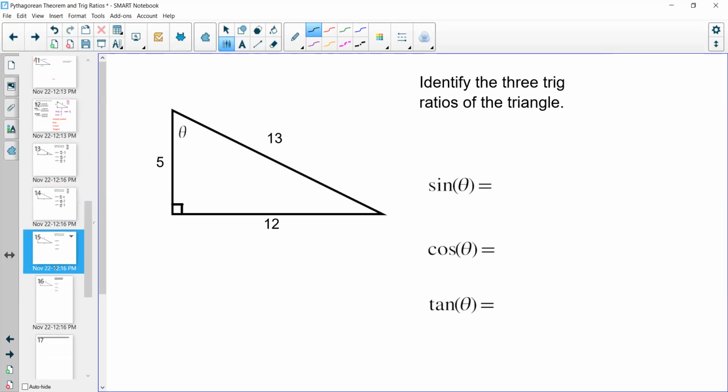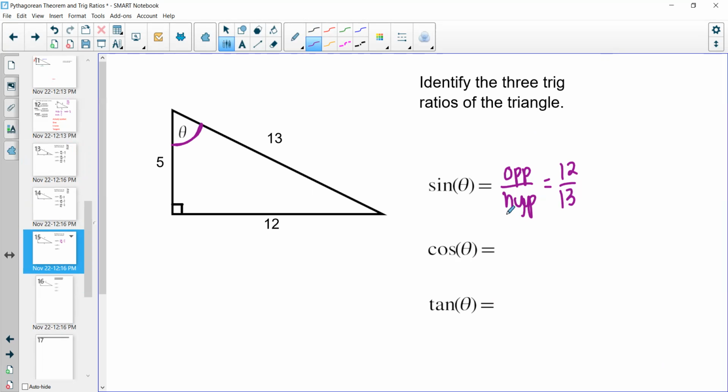So let's practice finding a sine, cosine, and tangent of these different triangles here. In this triangle, we want to identify the ratio of each of these: sine, cosine, and tangent. With this being angle theta, sine, remember, is opposite over hypotenuse. So what we're going to do is take the opposite, which is 12, over our hypotenuse, which is 13. So the sine of theta is going to be 12 over 13.